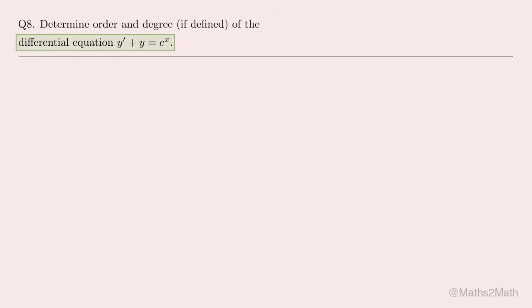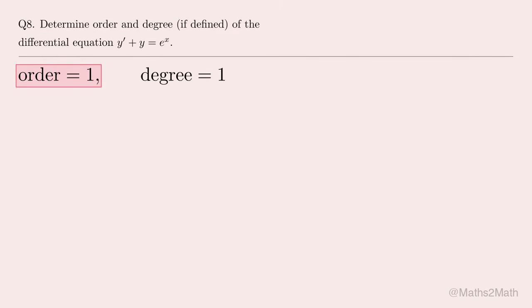Question 8. First order with an exponential forcing term. Order is the highest derivative. Degree is its power once the equation is polynomial in derivatives. The e to the x involves only x, not derivatives. Order 1, degree 1.